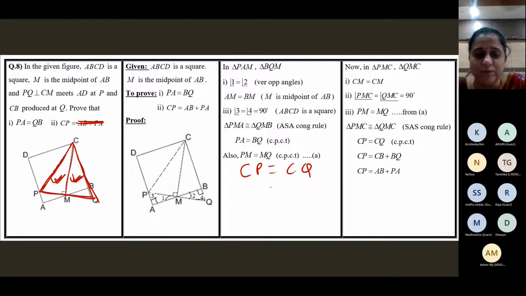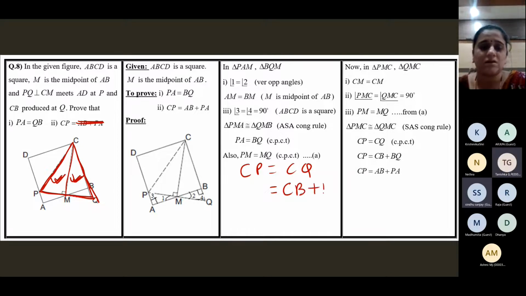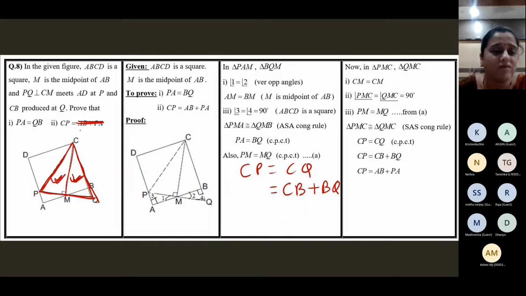Now, what is CQ made up of? How can you rewrite CQ, children? CQ is equal to CB plus BQ, ma'am. Very good. CB plus BQ. Now, what do we have here? AB plus PA, right? AB plus PA.